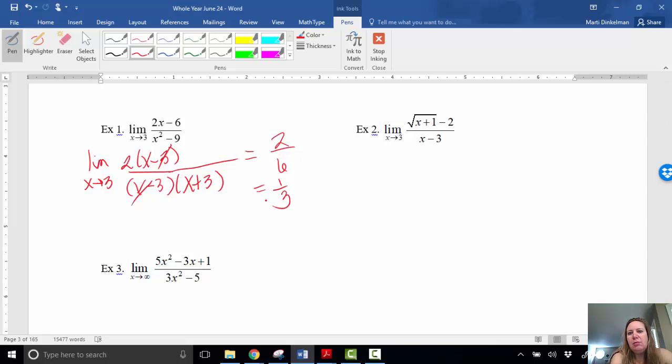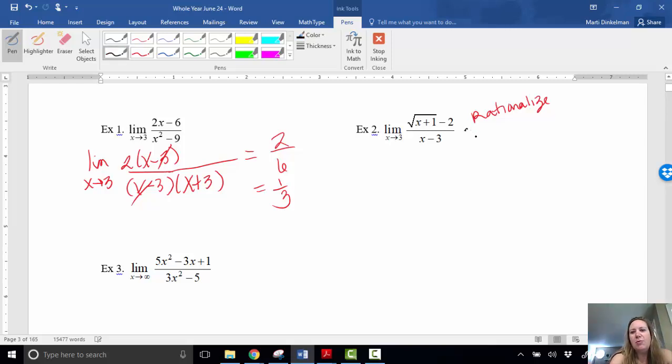Example 2, trying to plug in 3, I can tell right now that I would get a 0 over 0 situation. So if I didn't use L'Hopital's rule, what I would want to do is rationalize the numerator. I'm just going to mention that. I'm guessing most people would choose not to do that, but I'm just going to talk about it.